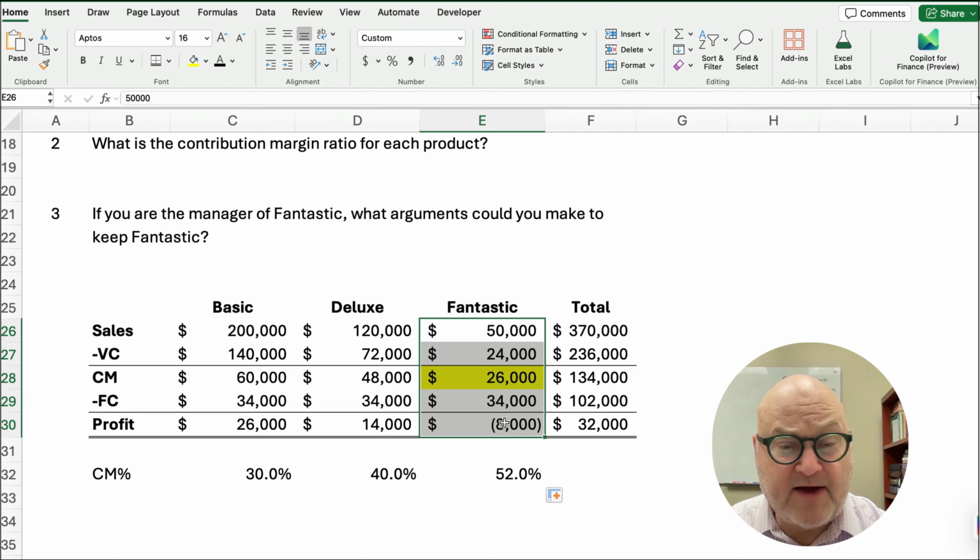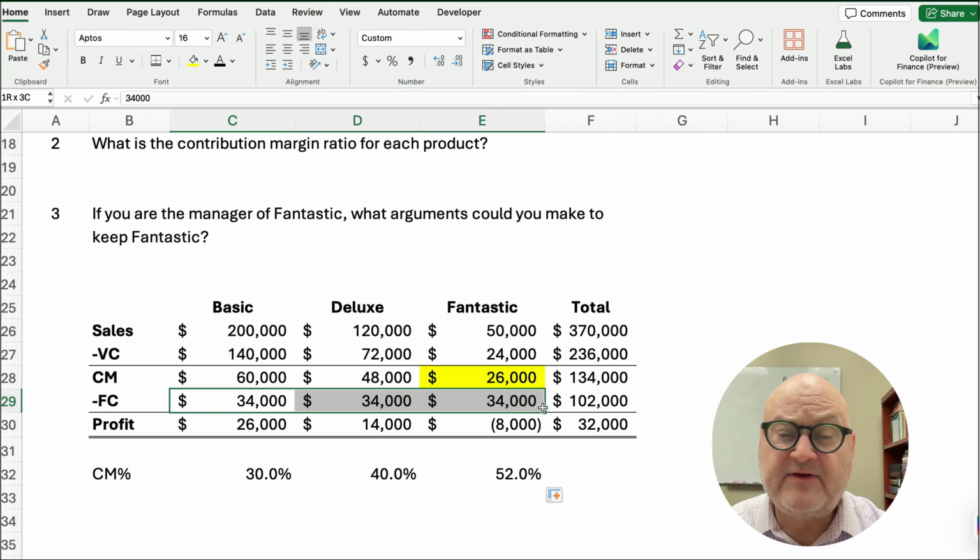Now, it doesn't look profitable because we've allocated a lot of fixed costs to it, just 1/3, 1/3, 1/3. That's kind of a naive way of allocating the fixed cost, right? If you're looking at this, the allocation is not really fair for fantastic.